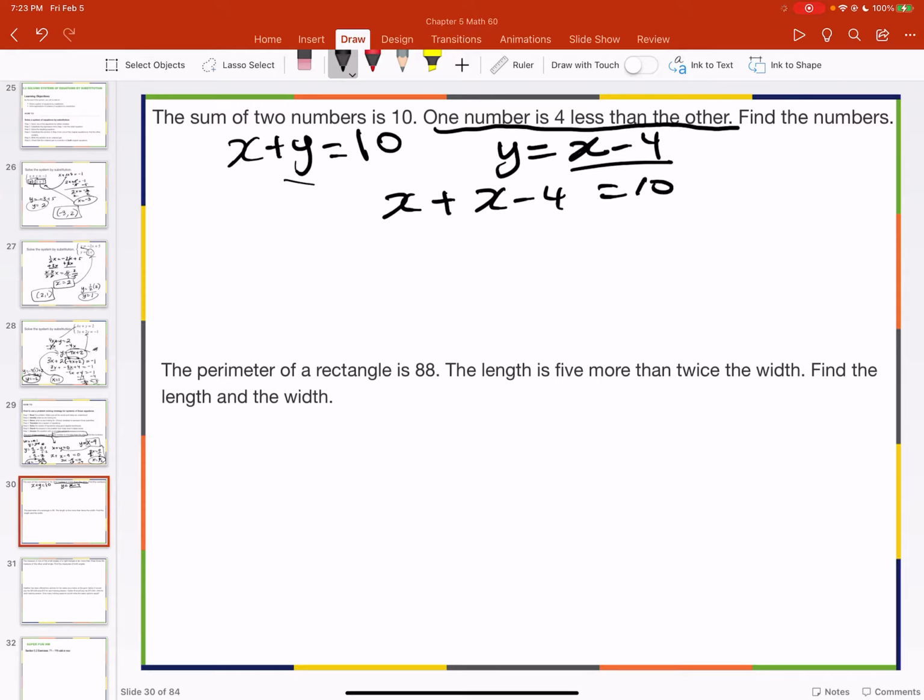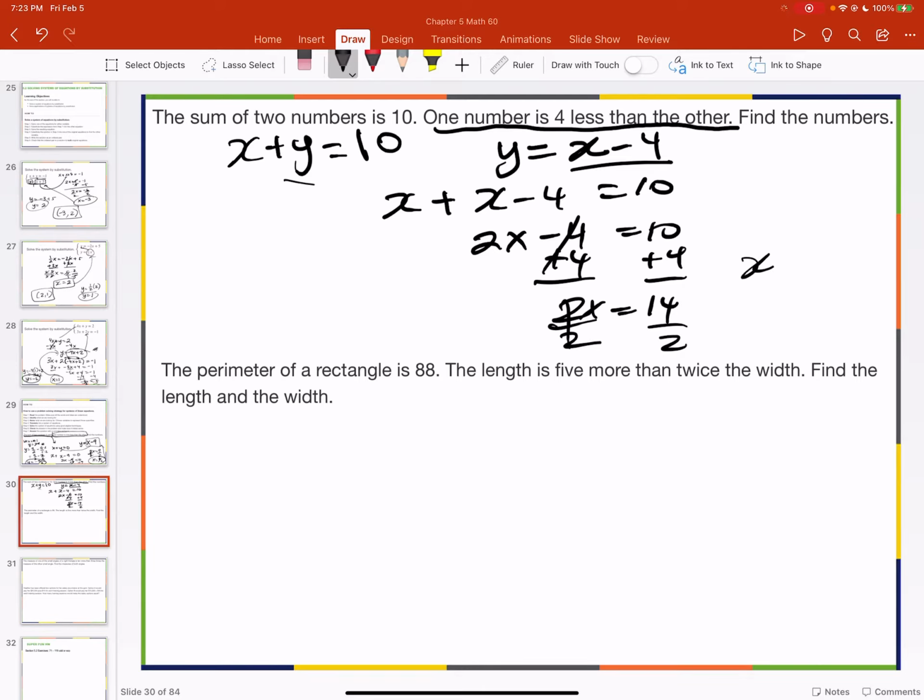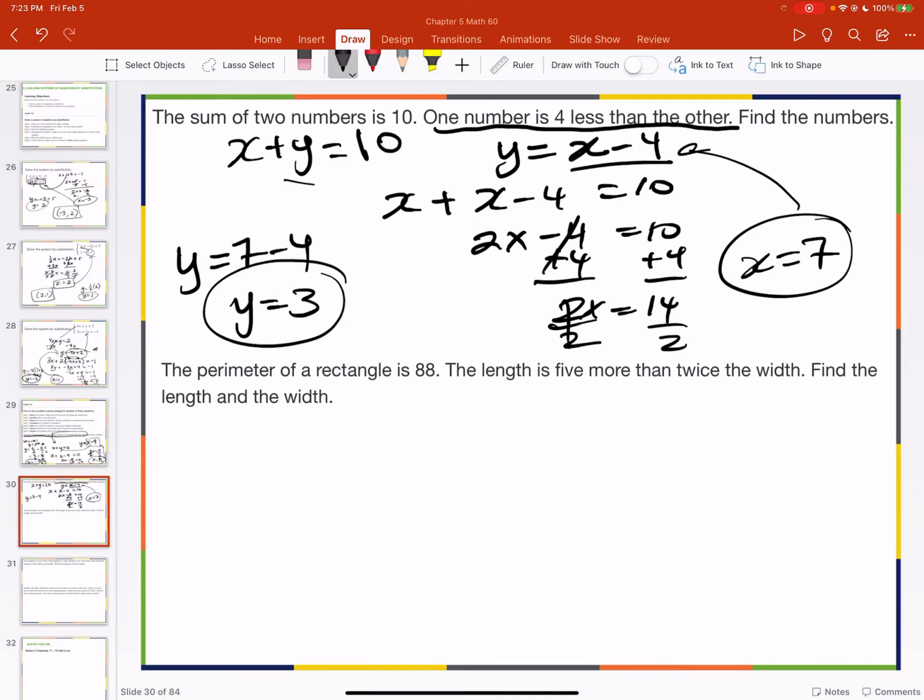x plus x minus 4 is equal to 10. 2x minus 4 is equal to 10, plus 4. 2x is equal to 14, so x is equal to 7. And then let's plug it into here. You get y is equal to 7 minus 4, so y is equal to 3. So that's your final answer. The numbers are 7 and 3.